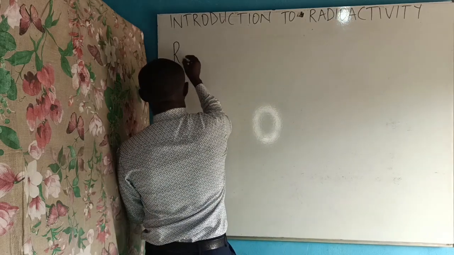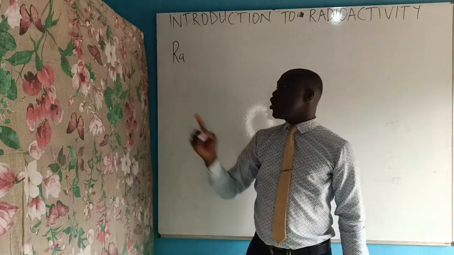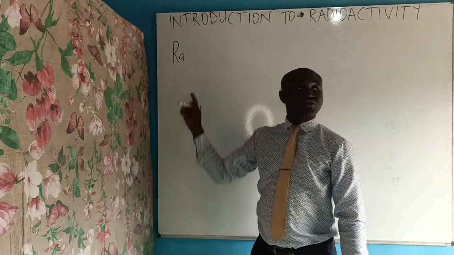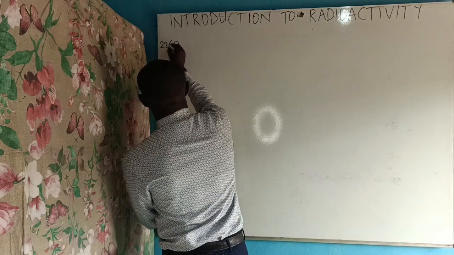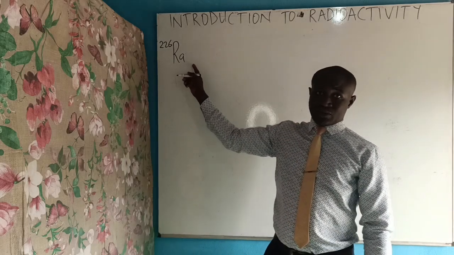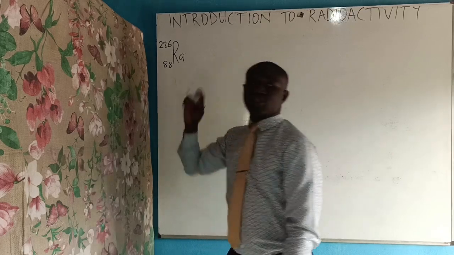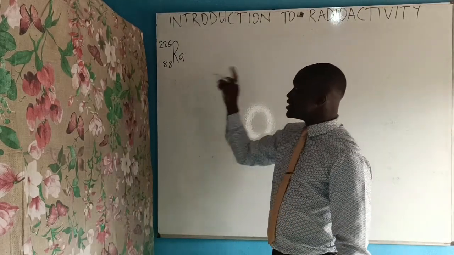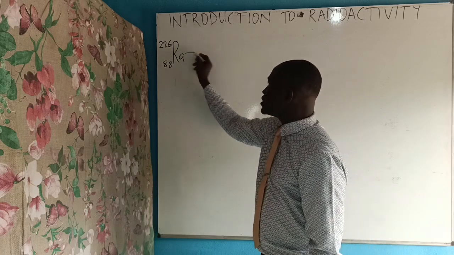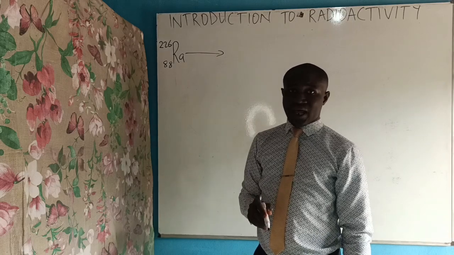This is an example of a radioactive element. We call this radium. Once this radium disintegrates, look at the mass number of it, 226. 226 is the mass number, and 88 is the atomic number. So when this radium disintegrates, how will it disintegrate? Once it reaches its half-life, it will disintegrate naturally.